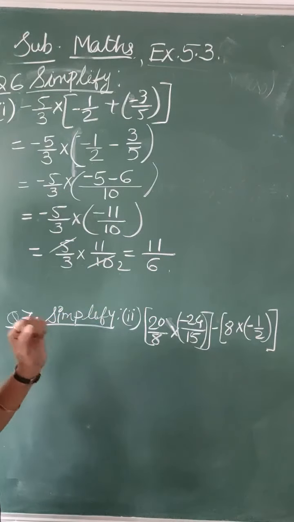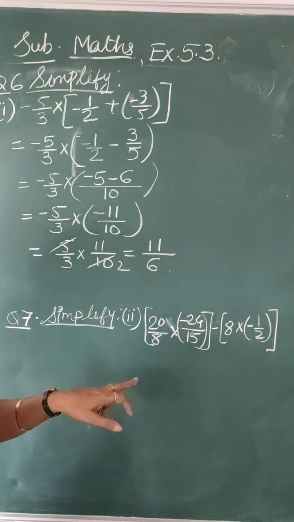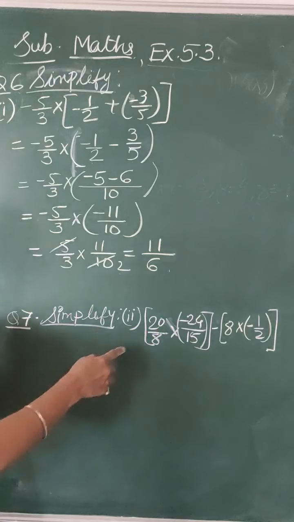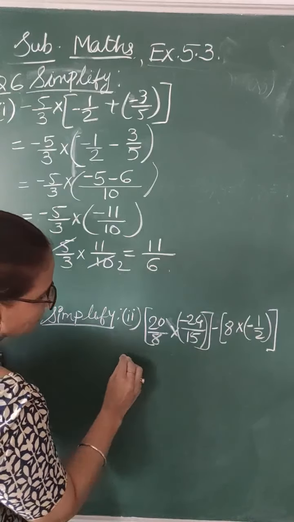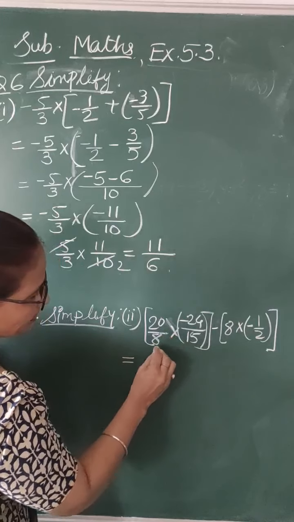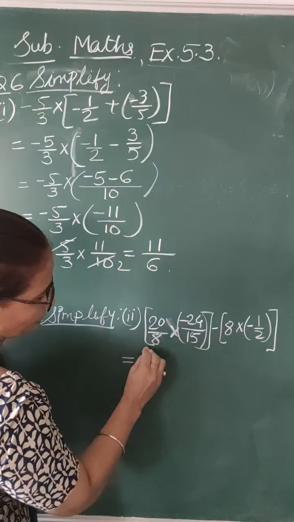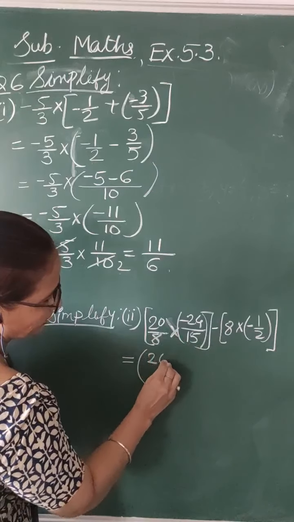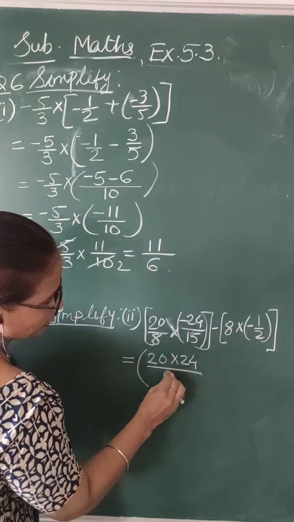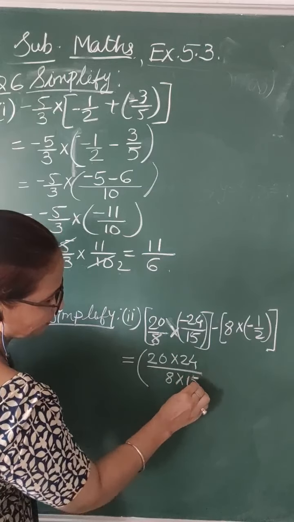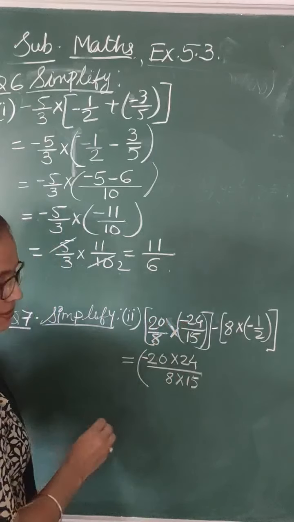Okay. Now let's move to question number 7. There are two questions in that, I am solving the second one. Now this is the question. You can see you have to simplify the bracket first. This is the first bracket. Let's simplify. As there is multiplication, it means you have to multiply numerators and denominators. So let's do that. 20 into 24 by 8 into 15, and plus into minus is minus here.